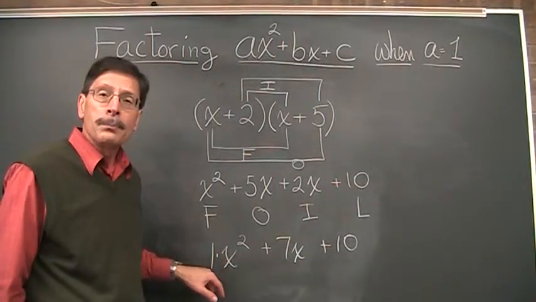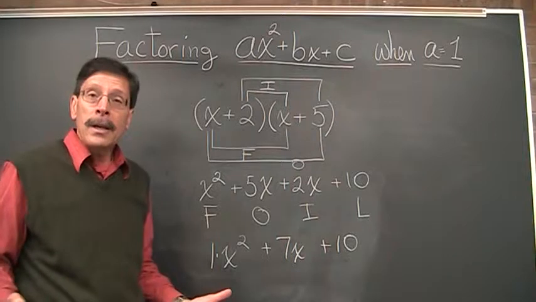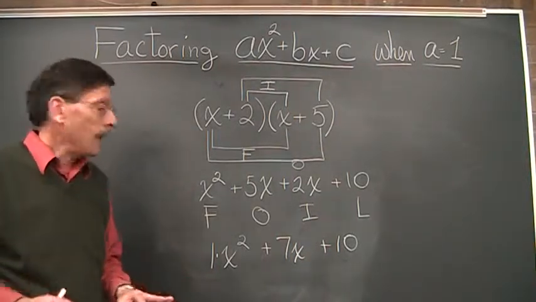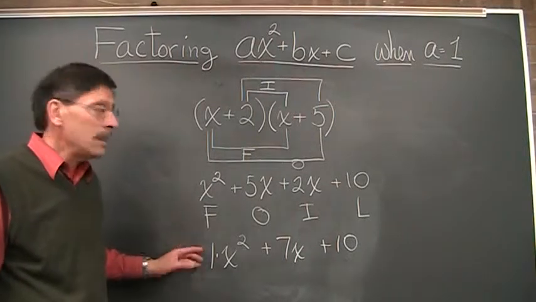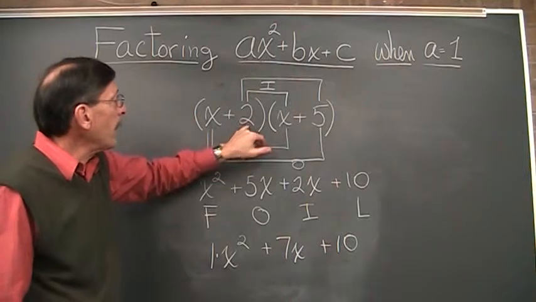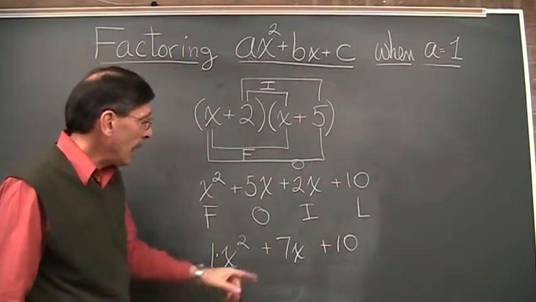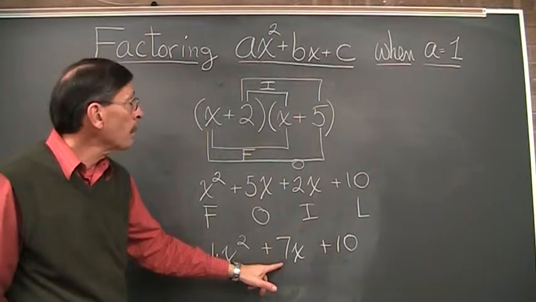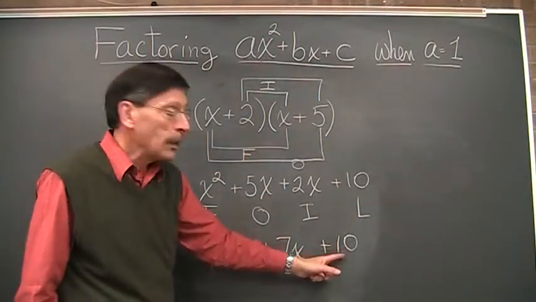Now factoring, as you may have guessed already, is going to go this way. We're going to start with a quadratic like this, and we're going to reverse this process. We're going to have to find these two numbers that will add to the 7, or the coefficient of the middle term, and multiply to give me the constant term.